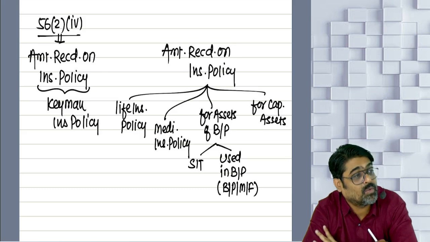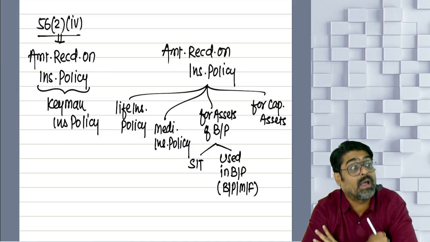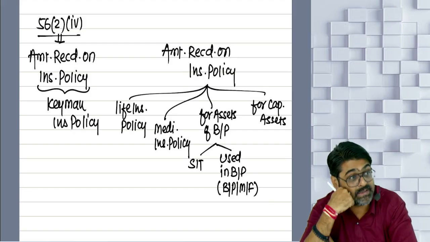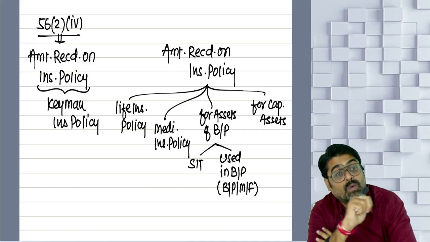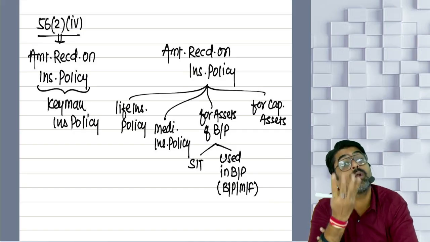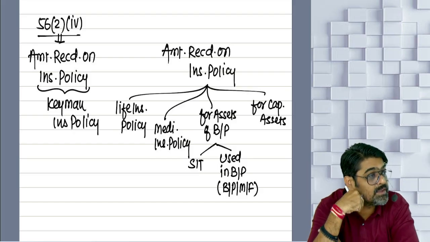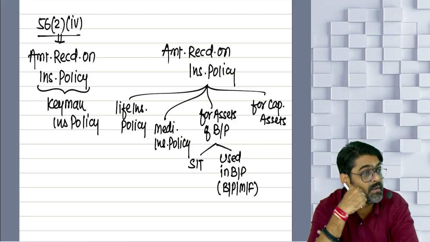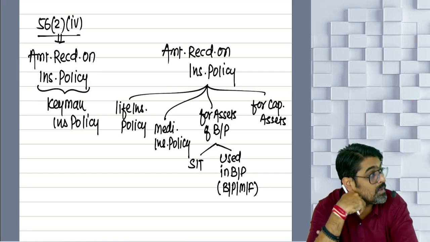So can you get the amount from your life insurance policy? What will be the tax treatment? What will happen if you pay the premium? What will be the tax treatment of the premium paid? After paying the premium, when you receive the amount from the life insurance policy, what will be the tax treatment? Can you pay the premium of your medical insurance policy? Yes. So what will be the tax treatment of that premium paid? And what will happen when you receive an amount from a medical insurance policy?